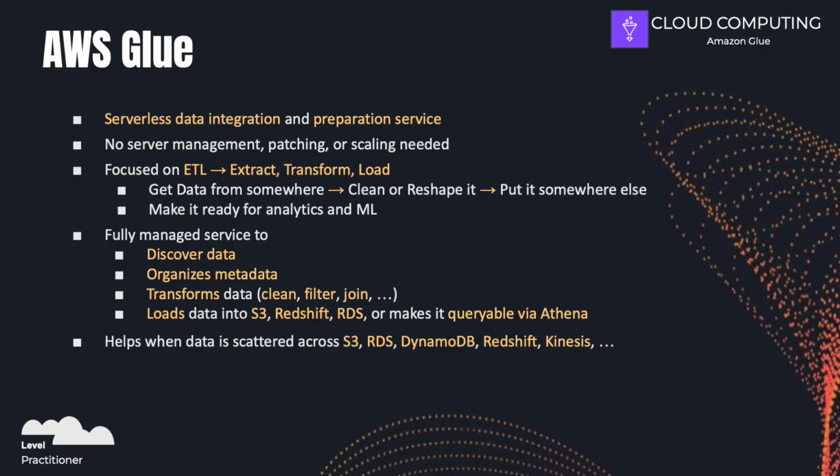Glue helps you discover where your data is and what it looks like, organize this information into a central data catalog, transform the data, for example, clean, filter, or join them, and load it into destinations like S3, Redshift, RDS, or make it queryable with services like Athena. In other words, instead of manually writing and orchestrating a bunch of scripts and gluing things together yourself, AWS Glue provides a managed, scalable way of doing it end-to-end, so your raw data can quickly become analytics ready.